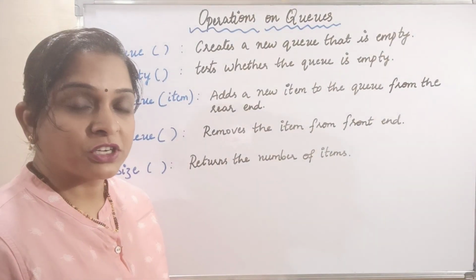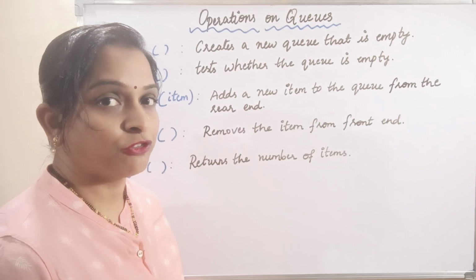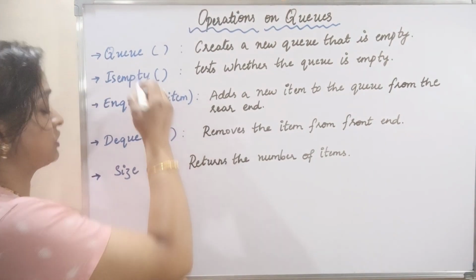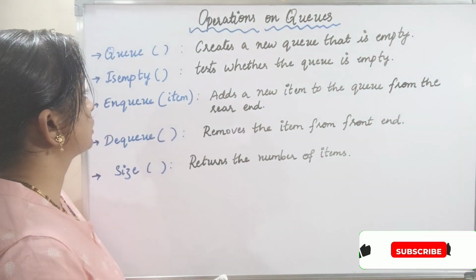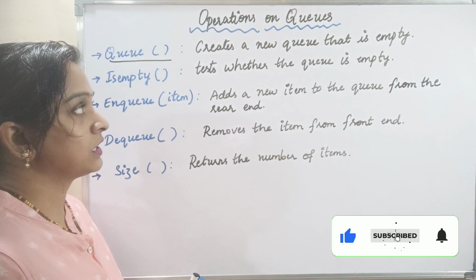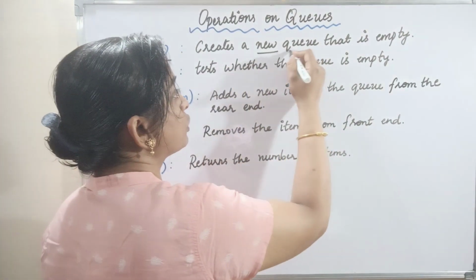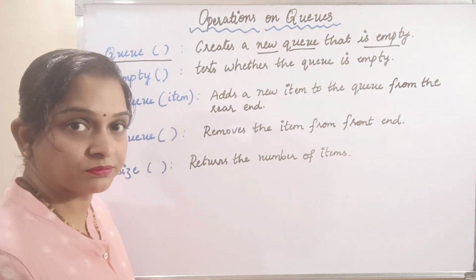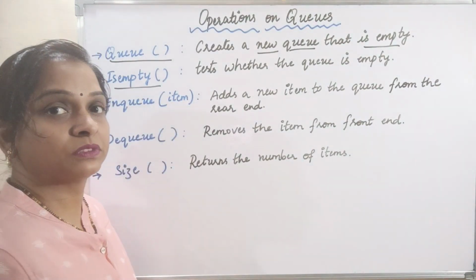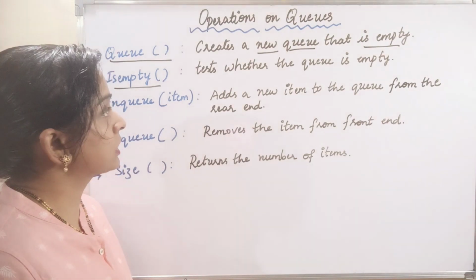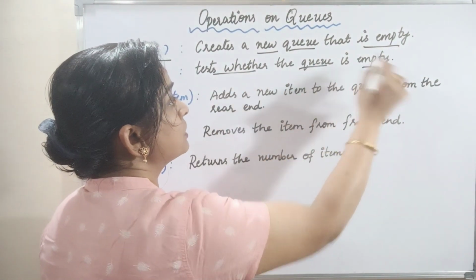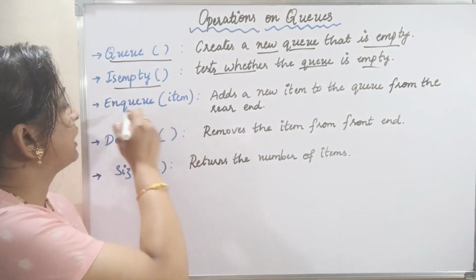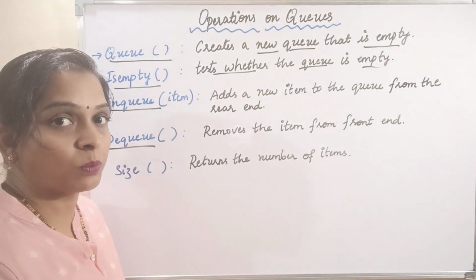Let us understand the operations on queues. So what are all the operations we can perform on queues? The first one is queue. So what does this first operation say? It is going to create a new, empty queue. Then is empty. The name itself tells you it is the function that is going to check whether the queue is empty. NQ and DQ, the most important operations.